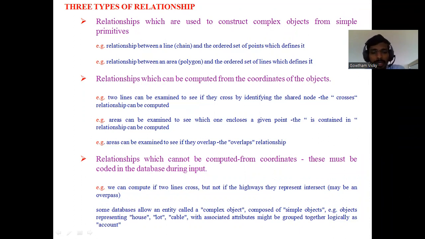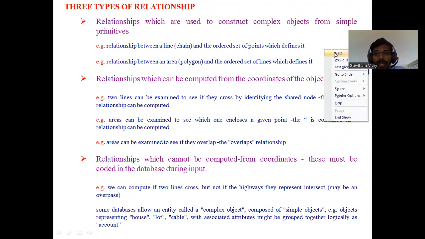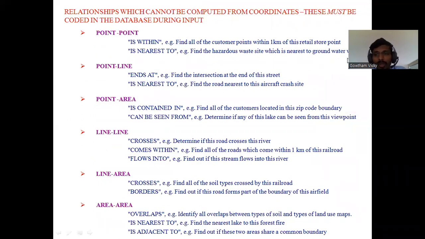Some databases allow an entity called complex objects, composed of simple objects, and it can be objects representing a house. A lot of cable with associated attributes might be grouped together logically as a counter. So in this regard, we can use the two-line method and examine the two-line methods by means of the database structures. So next are the relationships computed from the coordinates, which must be coded in the database during the input.